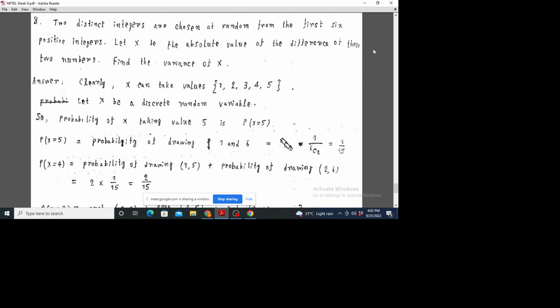And now the last problem of the day. Again, a problem involving a discrete random variable. Two distinct integers are to be drawn at random from the first 6 positive integers. So from 1, 2, 3, 4, 5, 6, you have to choose two distinct integers. Let x be the absolute value of the difference of these two numbers. Find the variance of x.